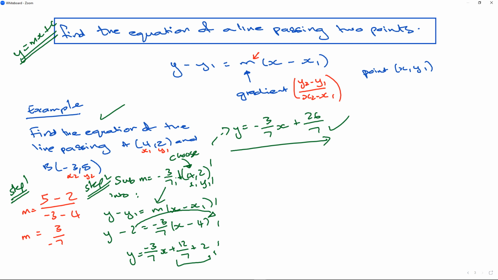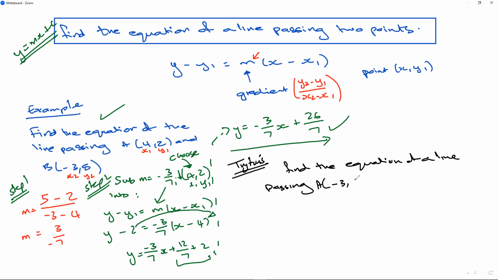All right, let's see if you can try the next one. Okay, so try this one. Find the equation of a line passing point A (negative 3, 4), and B (7, 9). All right. Press pause when you're done, press play.